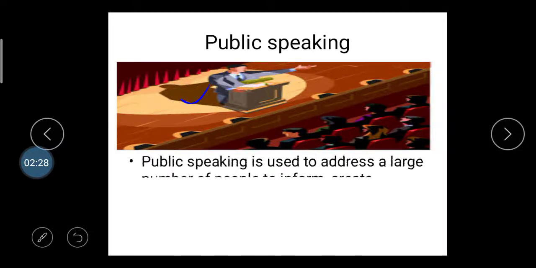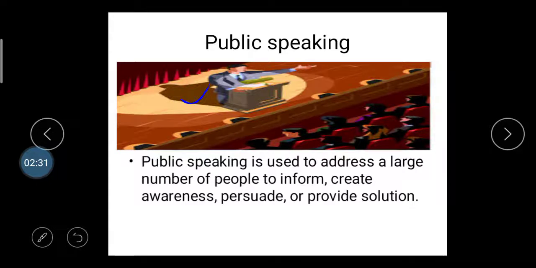Public speaking is used to address a large number of people to inform, or create awareness, persuasion, or provide a solution. Take the example, you also see various CEOs and a number of people who are speaking in front of the public. Take the example of Mukesh Bhai Ambani at the AGM of Reliance: he speaks in front of a large audience, so it's called public speaking. That is an example of it.